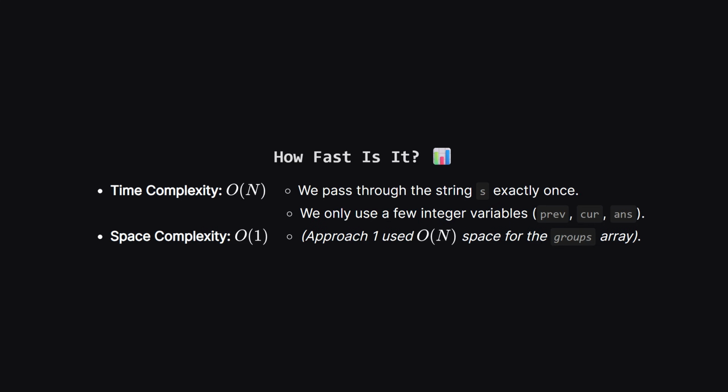So how does this perform? The time complexity is big O of n, where n is the length of the string. We simply walk through the string once, doing constant work at each step. For space complexity, this second approach is big O of 1, or constant space, because we aren't creating any arrays that grow with the input size. We just have a few integers, tracking our counts. This is an improvement over the first approach, which used O of n space.